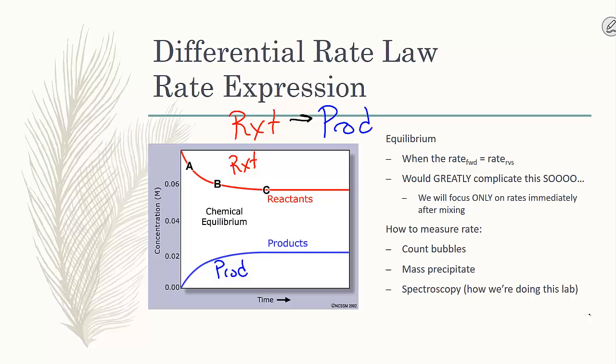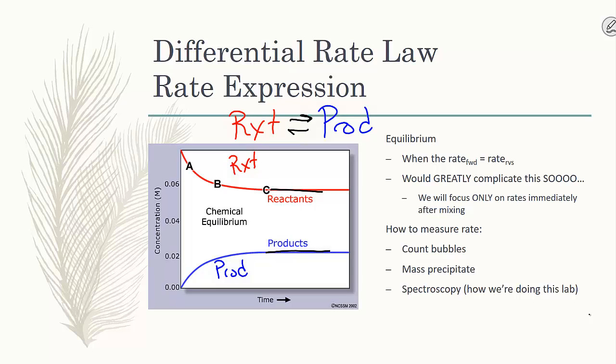For most reactions, products can collide with one another and form reactants, so most reactions run in both directions. When this happens, at some point, the rate at which your products are forming reactants and your reactants are forming products becomes equal. This is known as equilibrium and is the subject of the next unit.